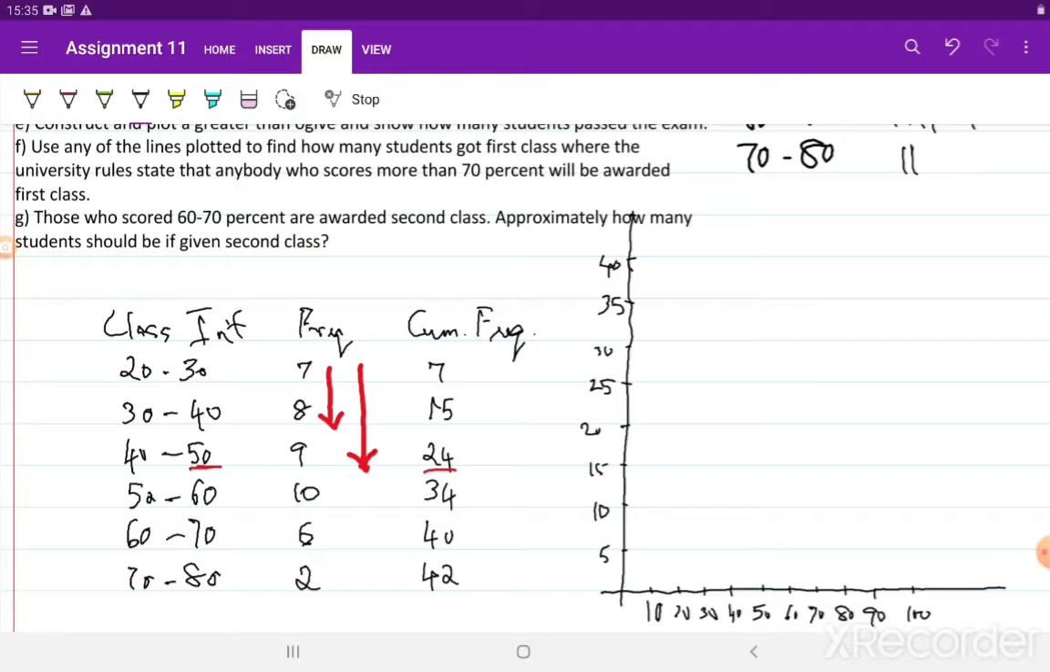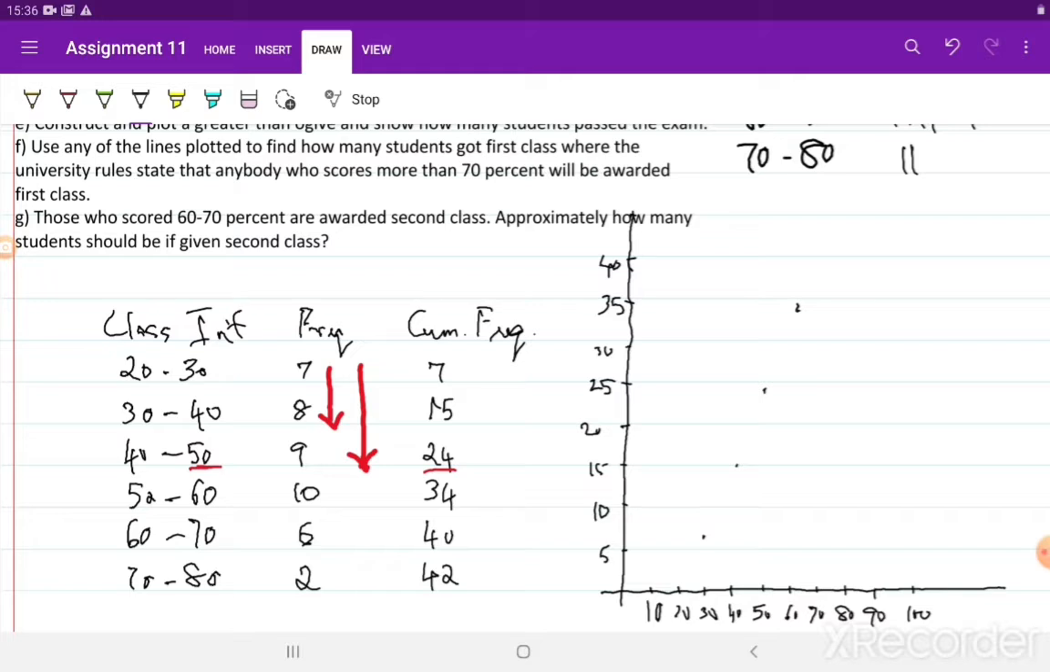So less than 30, the number of observations is 7. So against 30, I'm going to plot 7. Against upper limit 40, I'm going to plot 15. Against 50, that is, the number of observations less than 50 is 24. So that will be somewhere here. The number of observations less than 60 is 34. So that's here.